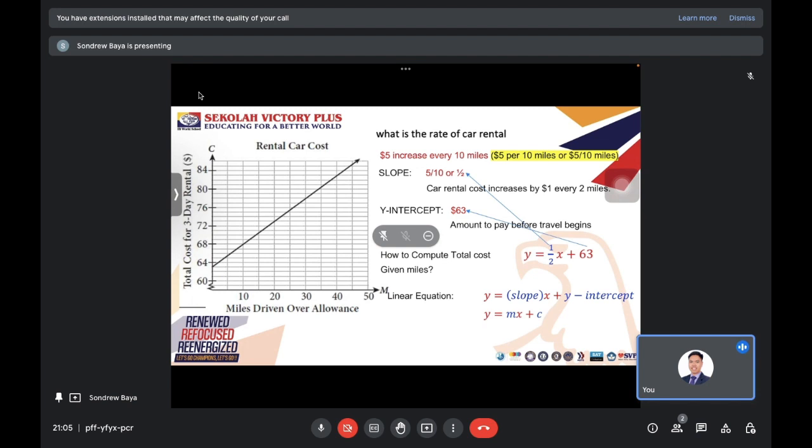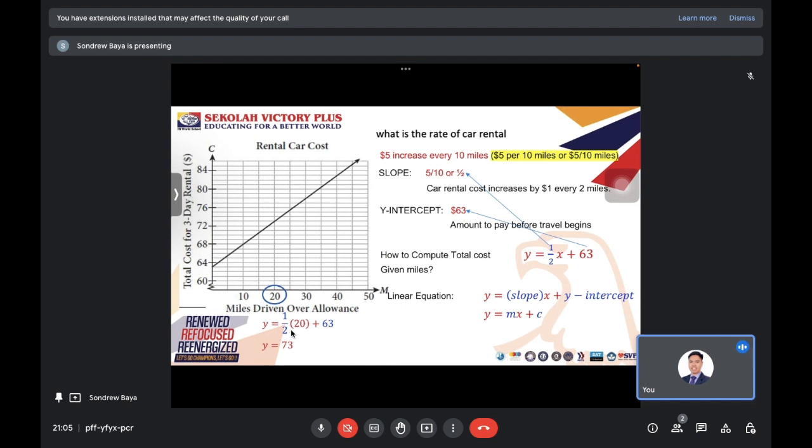To give you a sample, suppose we are looking into 20 miles, as I told you a while ago. If we know the equation, we can simply substitute x by 20. Remember, this is the x-axis. 20 miles is the independent quantity, thus it should be substituted in the x. So substitute 20 to x. Half of 20 is 10. 10 plus 63 is 73.